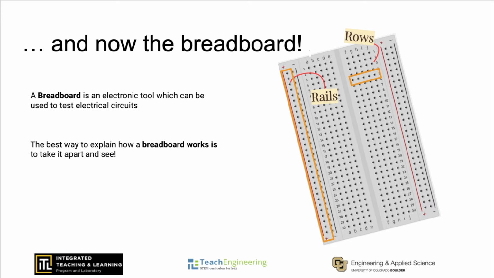The power plus and ground minus rails are special rails that are used to provide power or ground to the circuit. It is common practice to connect the power and ground pins on the Arduino to these rails.